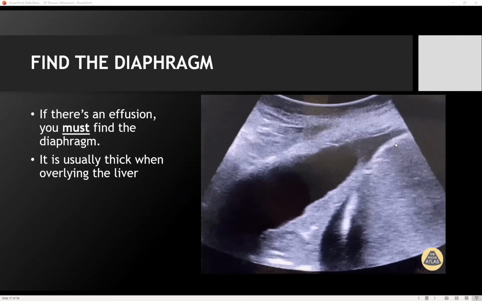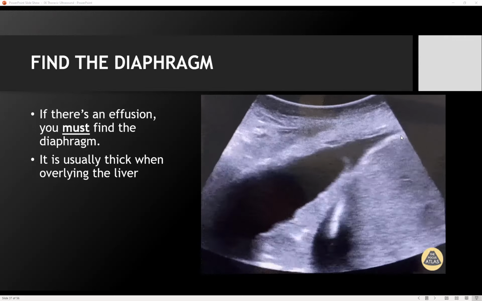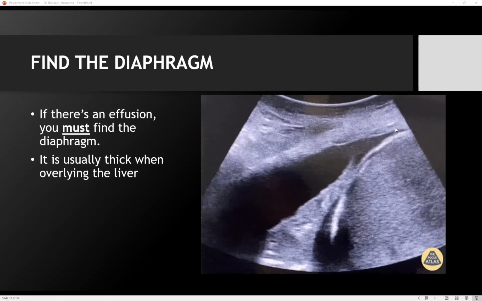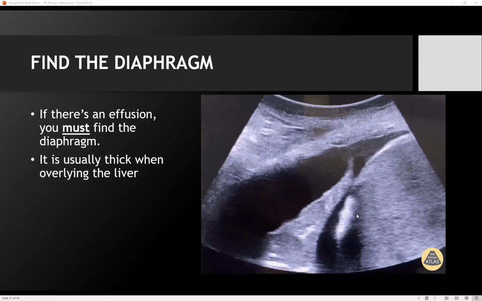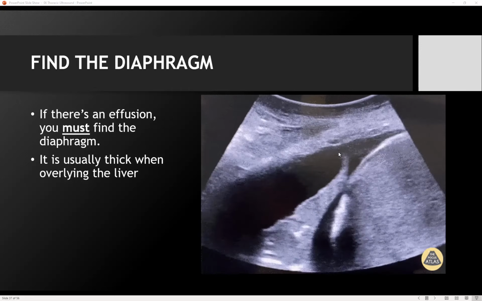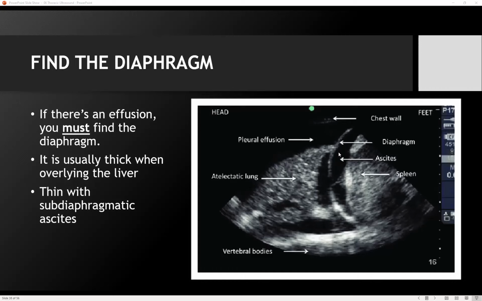So here you have a diaphragm. You can see the costophrenic angle, the diaphragm meeting the chest wall. And here you can see the liver, and here you can see pleural effusion. This is clearly a pleural effusion. It's tappable, it's drainable. Go for it. Sometimes a patient has both subdiaphragmatic ascites and a pleural effusion. Often I have found in these cases that this makes the diaphragm look even thicker, but sometimes the diaphragm can look very, very thin.